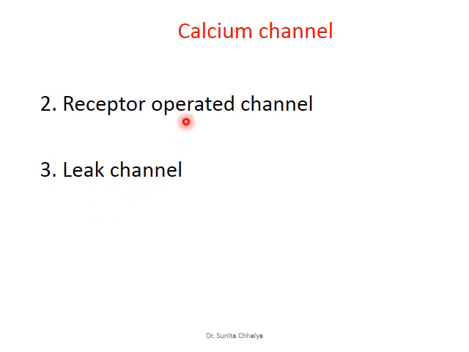Second one is the receptor operated channel, which is activated by an agonist, which also promotes the release of calcium from the sarcoplasmic reticulum, and that enhances calcium concentration and increases contractility. And third one is the leak channel, which is present in the blood vessels, and it releases a small amount of calcium ion into a resting cell. So there are three different types of calcium channels.